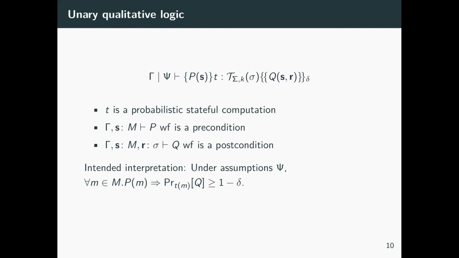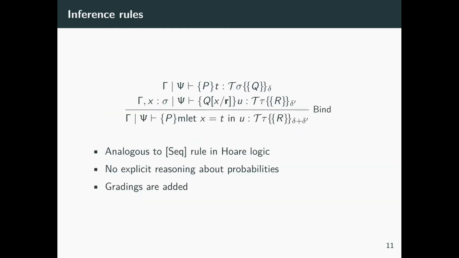The important thing to note about the judgments is that P and Q are plain Boolean assertions that do not mention probabilities. Probabilities appear in the interpretation of the judgments, but never in the assertions themselves. In this way, we hide away most of the explicit reasoning about probabilities, and we can reason in a more natural way. This is an example of a lifting, which is used to use plain assertions to reason about probabilistic programs.